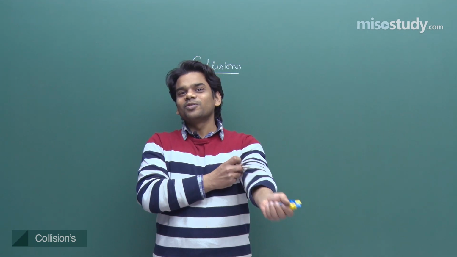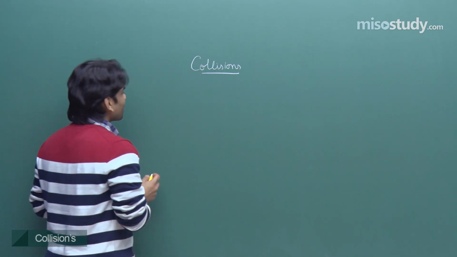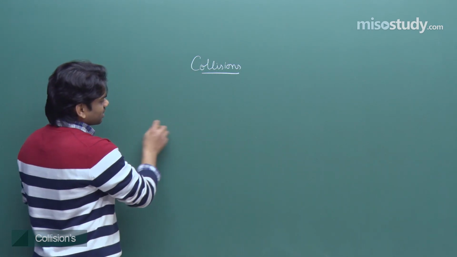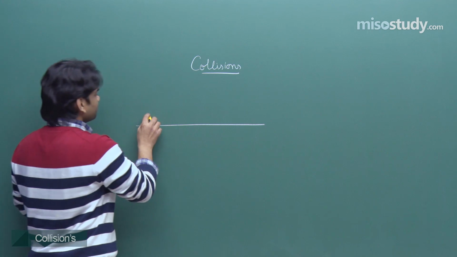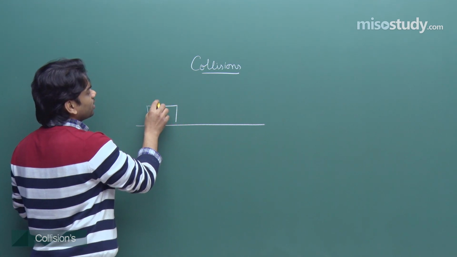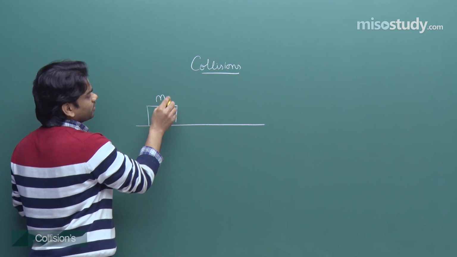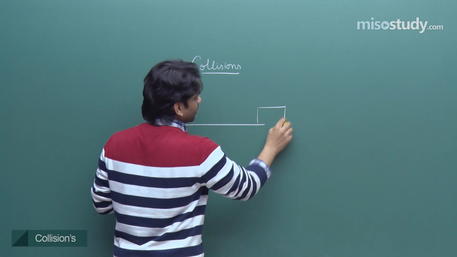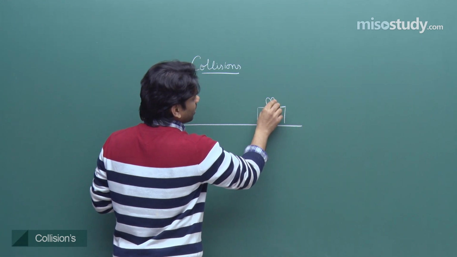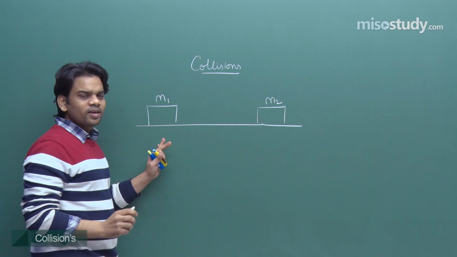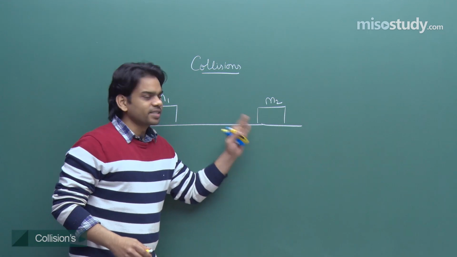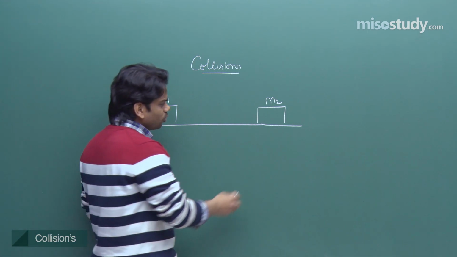Let's proceed further. Let's go to a formal way of two objects colliding with each other, and let's see how to describe the collision. Let's say I have two objects. This is object number 1, which has, let's say, mass m1, and I have another object which is kept on the same platform and its mass is m2. Now suppose this object is at rest.